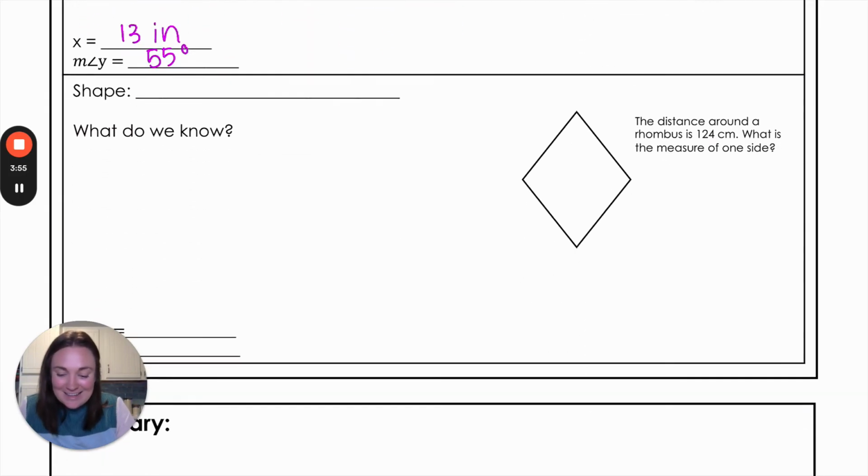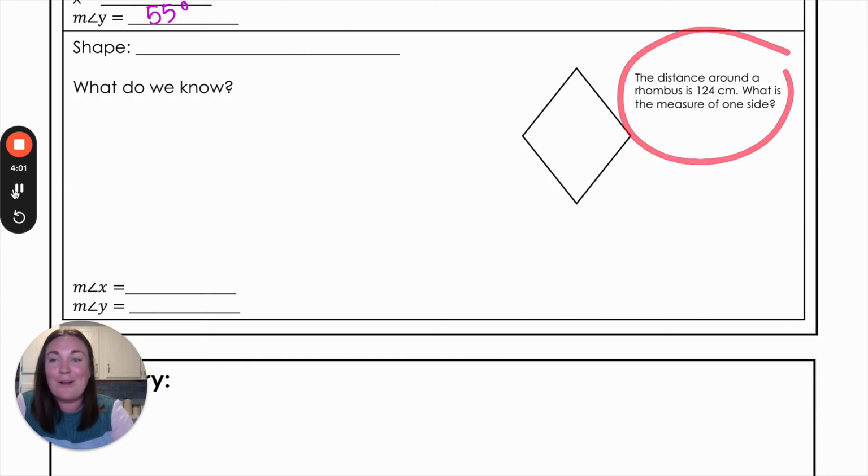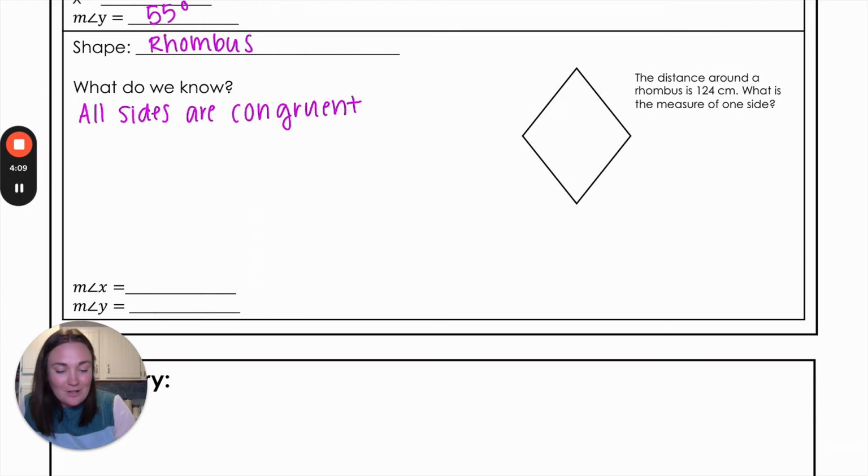All right, last one for this video. We've got a rhombus, and we know it's a rhombus because it says so in the problem. We are looking for a side length, and so what do we know about the sides of a rhombus? We know that they are all equal. So if I know that the distance around the rhombus is 124, or another way to say it, the perimeter is 124, what's the measure of one side?